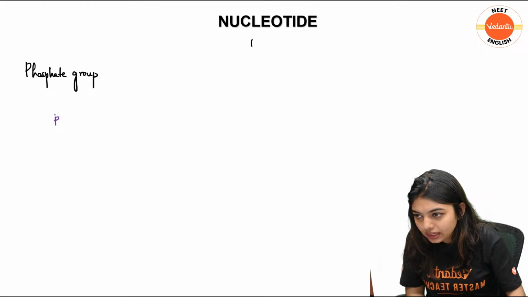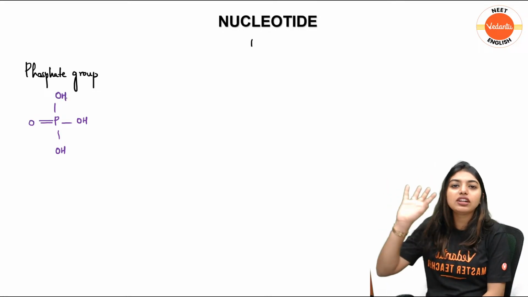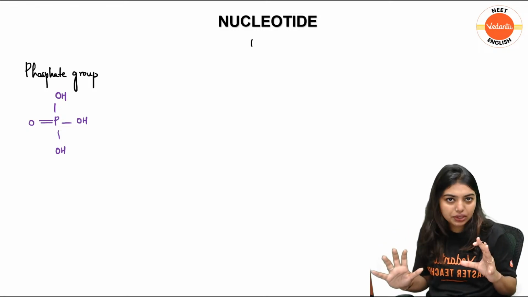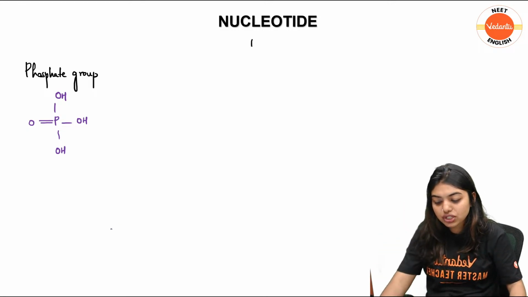So you have P, OH, OH, double bond O, and you have OH. Simple. 3 OH is coming, 1 double bond O is coming. This is your phosphate group. Now bonding, how it is happening, I will tell you. But as of now, just understand so much.